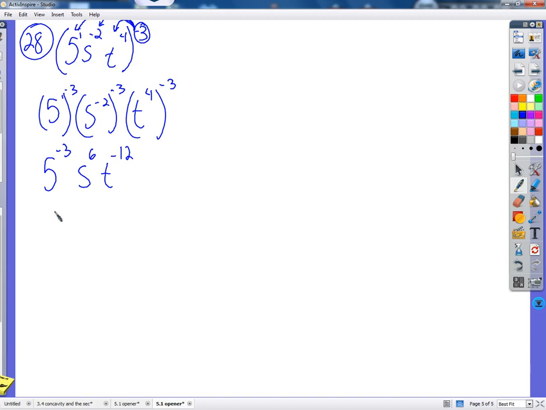Full number? Yeah. What would it be though? We haven't really done that, right? We haven't really taken 5 to the -3, or how do we deal with negative exponents? We only really discussed one way to deal with negative exponents. Just to move down into the denominator. So we got s to the 6th over 5 to the positive 3 times t to the positive 12.